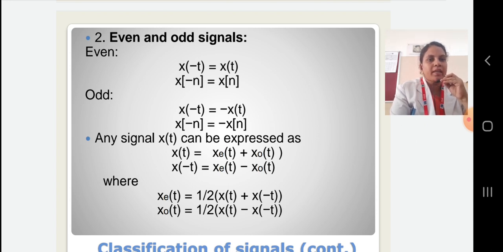And what about x of minus t? So x of minus t is equal to the even part of the signal minus the odd part of the signal, x e of t minus x o of t, where from this equation we have to calculate the even part and odd part of the signal. What is the even part of the signal? x e of t equal to 1 by 2 times of x of t plus x of minus t. And what is the odd part of the signal? x o of t equal to 1 by 2 times of x of t minus x of minus t, right?